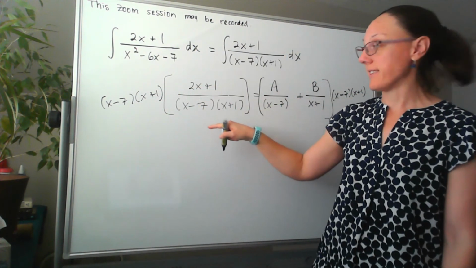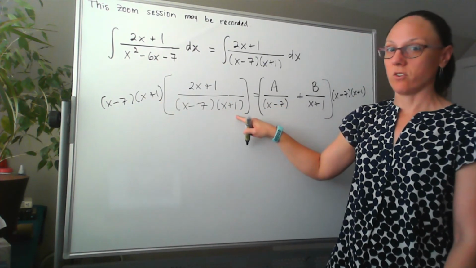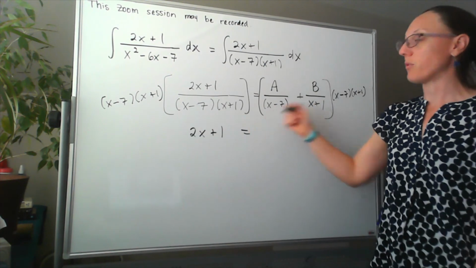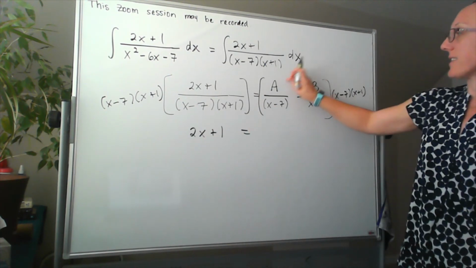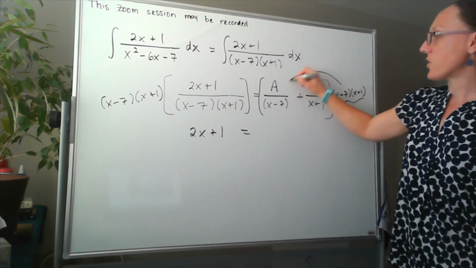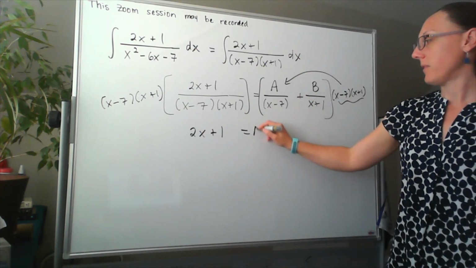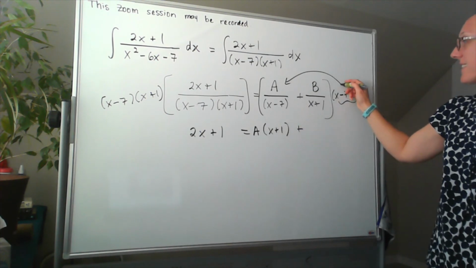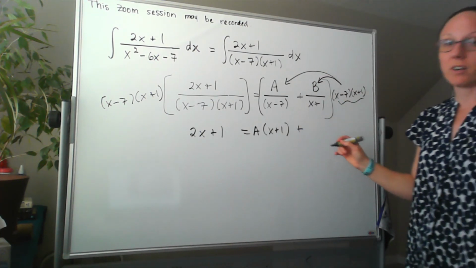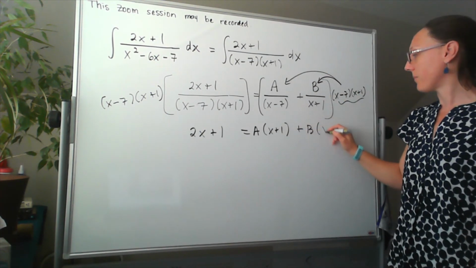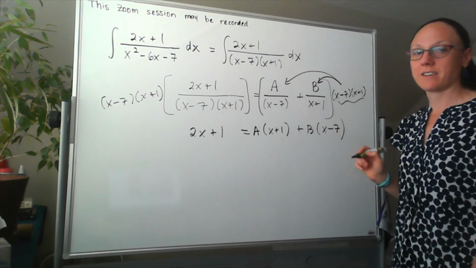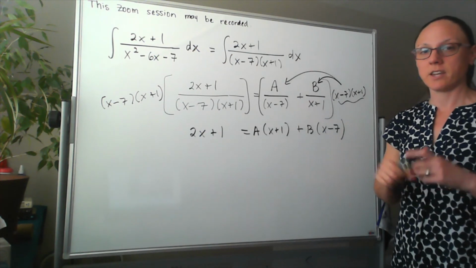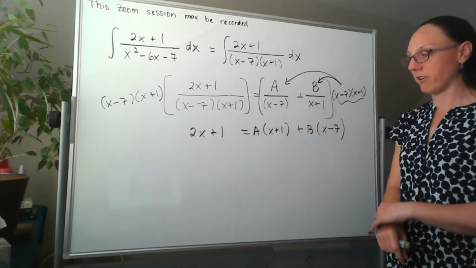Over here on the left-hand side, everything's going to cancel, and I'll be left with 2x plus 1. And over here on the right-hand side, if I distribute this in, when this gets distributed into the first part, I'm left with A times x plus 1. And when it gets distributed into the second part, I end up with B times x minus 7.